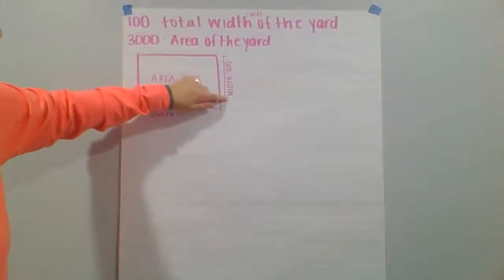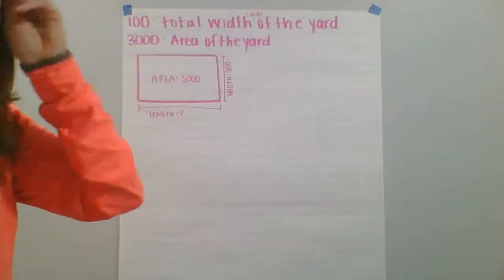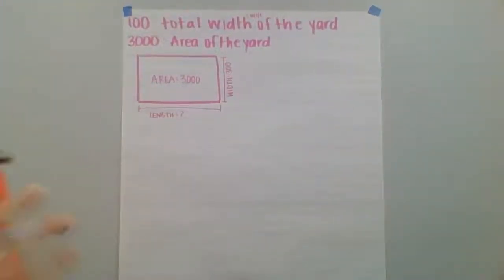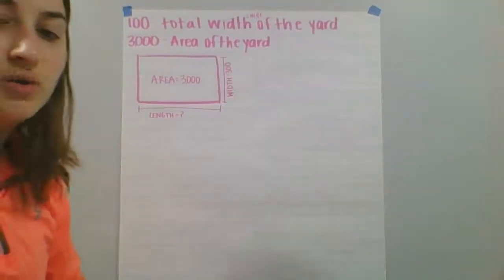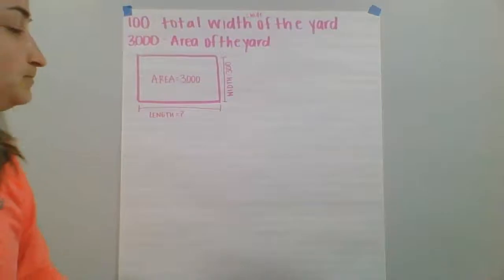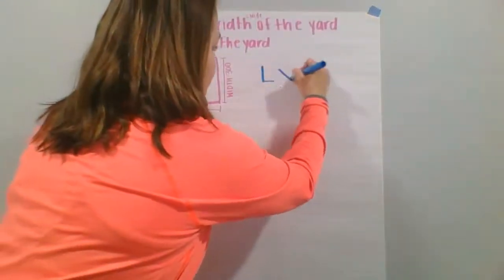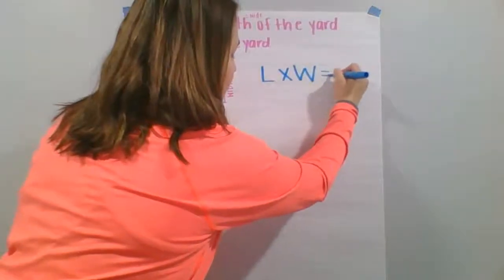This side is going to be the width, and we're focusing on the length. We want to know what that length is. So first thing is super important. We know that the formula for finding area is going to be length times width.